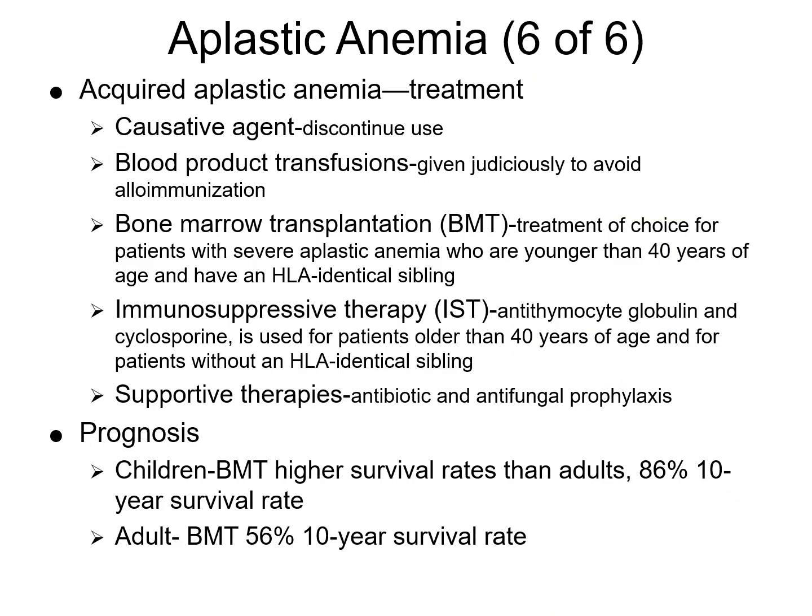All right, treatment and prognosis for aplastic anemia. So treatment, the first step would be to remove the causative agent, so discontinue exposure to the suspected drug, chemical, or toxin. This is important for halting further stem cell damage, and it may lead to spontaneous recovery in some mild cases. Some patients may need a blood product transfusion.